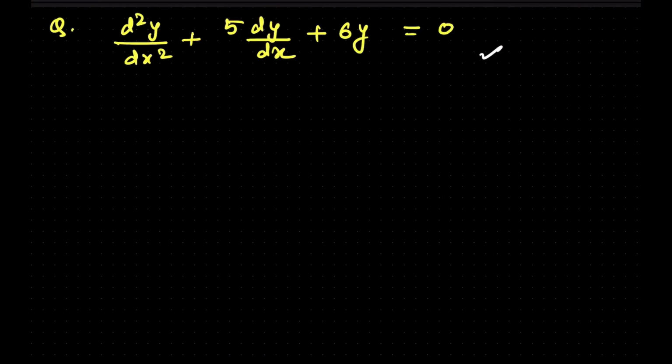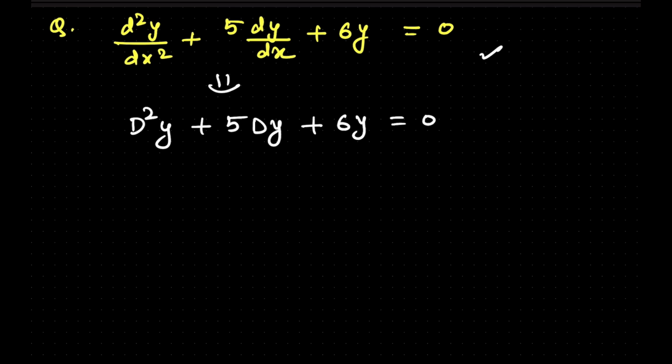Okay, so now we will see two simple examples of how to find the complementary solution of the higher order linear differential equation with constant coefficients. So we know that we can write this as D square y plus 5 Dy plus 6y is equal to 0. Now let's take y common. So (D square plus 5D plus 6) into y is equal to 0.